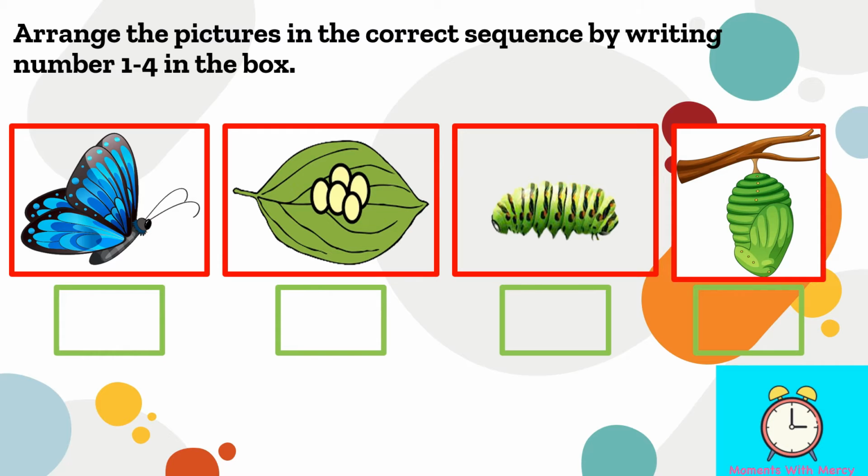The first stage here is the egg. Second stage is the caterpillar. Third stage is the pupa. And the fourth and last stage is the full-grown butterfly. The correct sequence is this. If your answer is the same as this, you are correct.